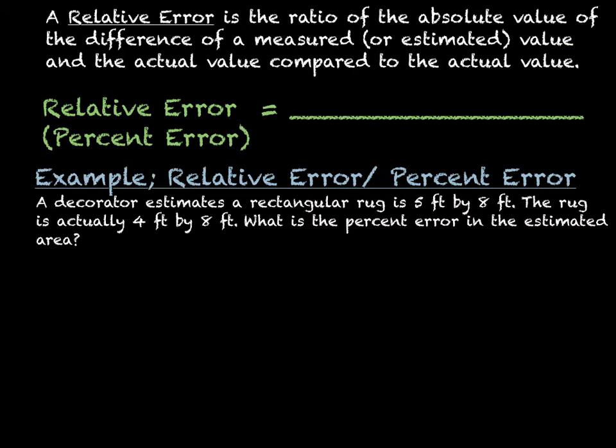The last few examples will deal with relative error. A relative error is the ratio of the absolute value of the difference of a measured or estimated value and the actual value being compared to the actual value. So what that means as our equation is we have the absolute value of the measured amount minus the actual amount, and then you divide it by the actual amount.